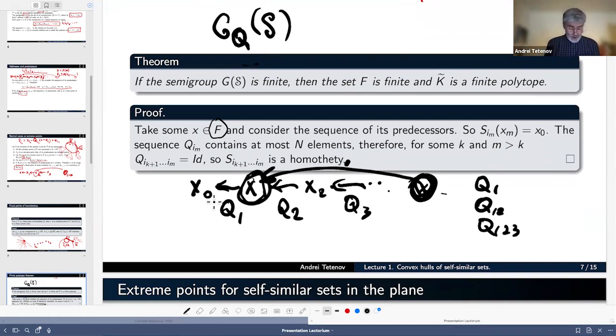Therefore, each of the extreme points will be the image of a fixed point of a homothet, and therefore it will be an isolated point in the set of extreme points. Thus we obtain the result that all the extreme points of K are isolated. And since K is finite, the set of extreme points is also finite, and the convex hull of K will be a finite polytope, which is the convex hull of a finite set.